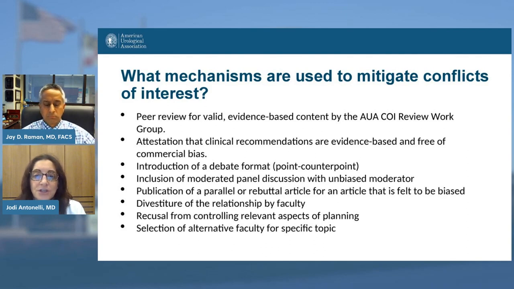The AUA Office of Education, working with the COI review work group, will select an appropriate mechanism from the list shown here to mitigate any potential bias. A primary method for mitigating conflicts of interest is peer review. If your presentation is selected for peer review, please submit it by the deadline provided by the AUA staff to allow the conflict of interest work group volunteers adequate time to complete the review and then work with you to make any necessary changes. Please know that the COI review work group is only checking for potential bias and to confirm that content is free of any promotion, such as any trade names or any logos. They are not editing the content of your presentation.